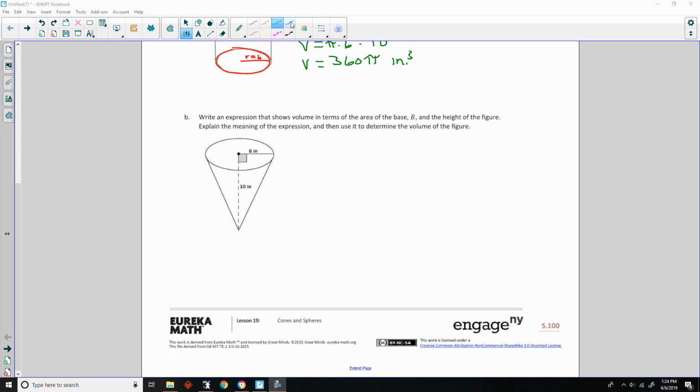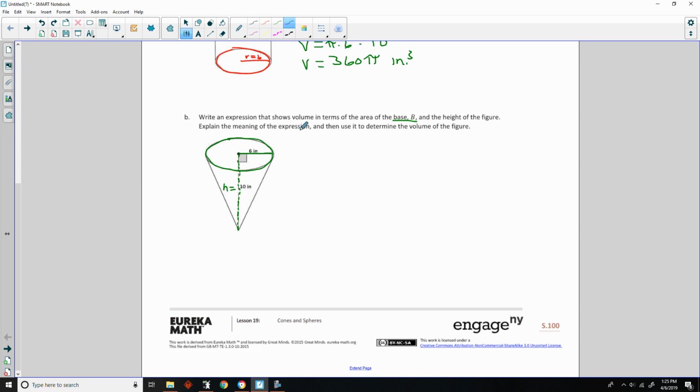Okay, part B. Write an expression that shows volume in terms of the area of the base B. The area of the base B is, again, a circle. This is our base with a radius of 6. And the height of the figure, which is this right here. The height goes from the point to the center of the circle's base. That is h.